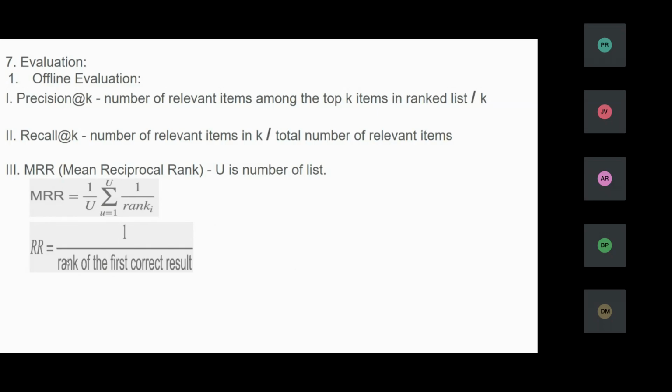The formula of precision at k is the number of relevant items among the top k items in the ranked list, divided by k. So k is basically the number of elements present in the output list that you decided. Let's say you decided to show 10 elements, so k will be equal to 10 in the output list. Or k can also be called a cutoff from the range of outputs that you have decided to show.